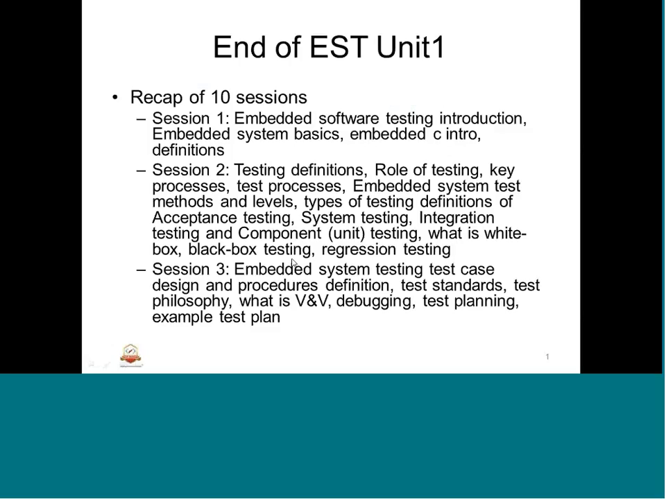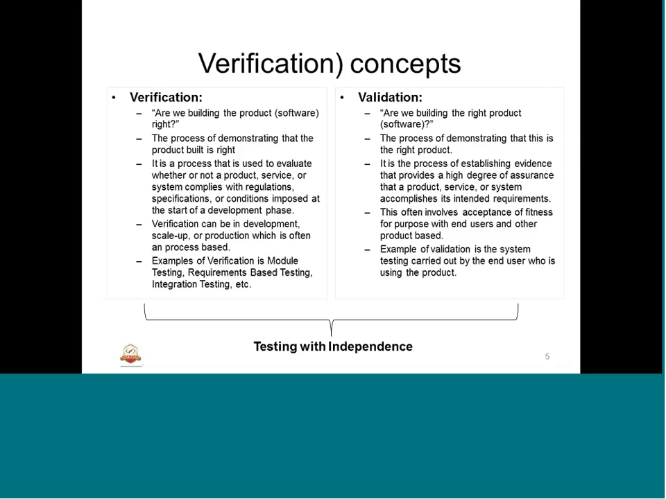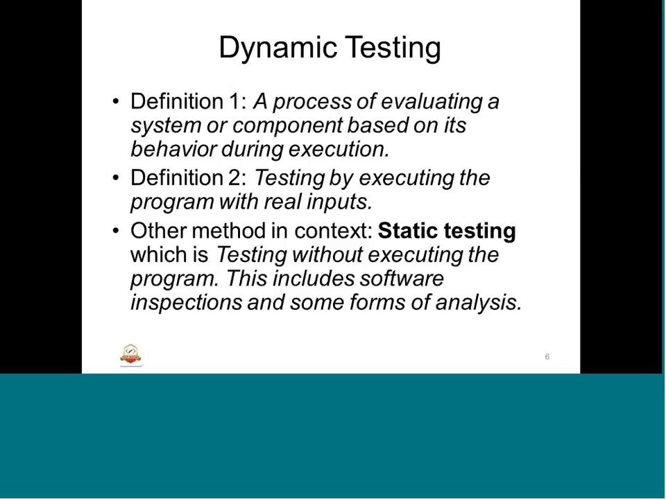Last session we went through a recap of the unit 1 sessions, all the 11 sessions, and also we defined IV and V, independent validation and verification, and we studied dynamic testing. We had several definitions of dynamic testing. It's very important to understand. It's a process of evaluating the system when the system is executing. That means we do the testing when we execute the program.